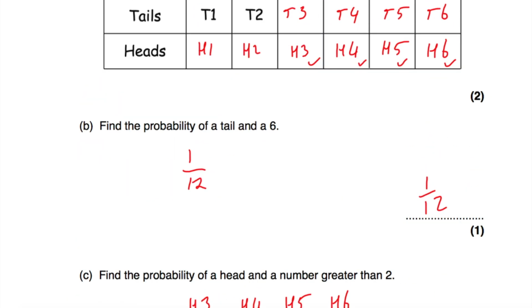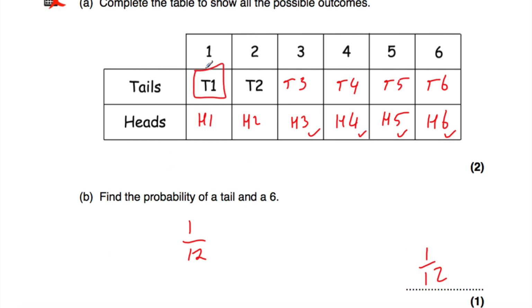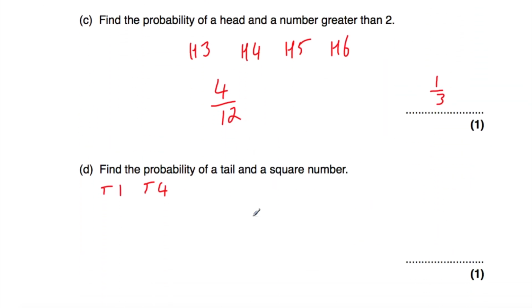A tail and a 1 would be this outcome here, and a tail and a 4 would be this outcome here. So there's 2 possible outcomes that would work out of the 12. That means the probability will be 2 out of 12, or 2/12. We could write that down as our answer, 2/12, or we could divide both of these by 2 to simplify it to be 1/6.